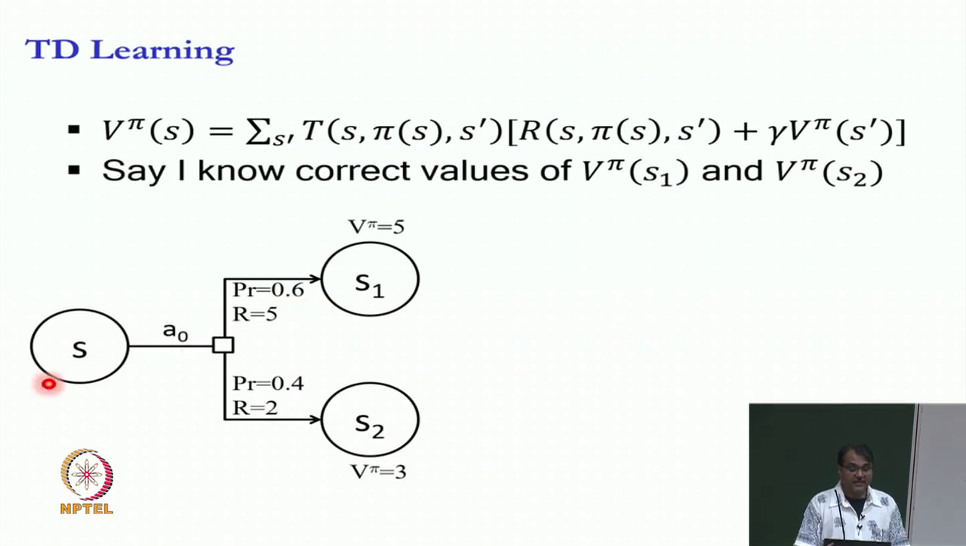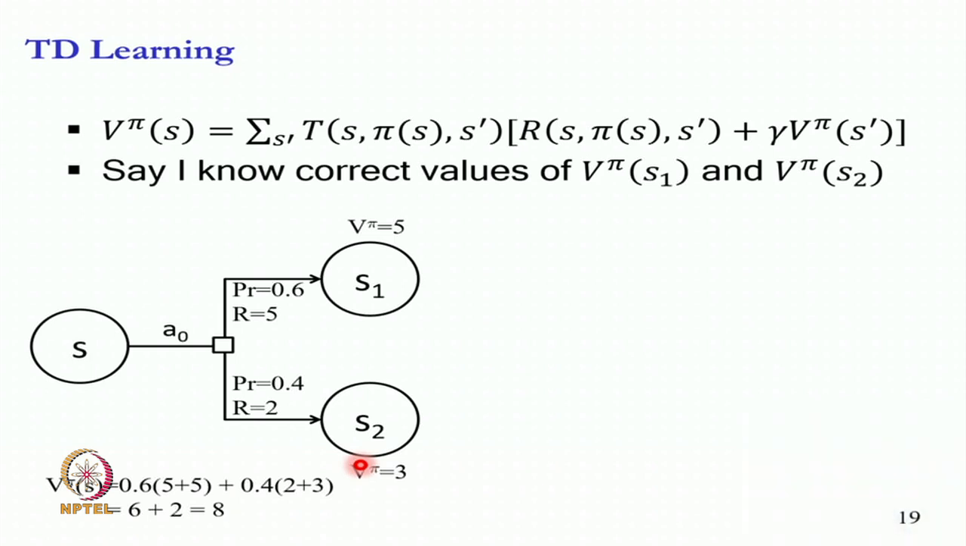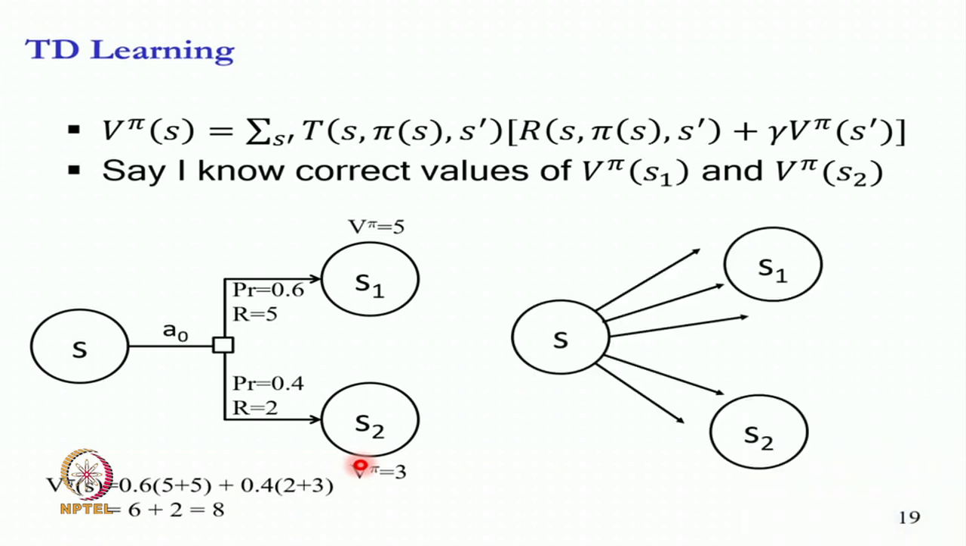So, I can say that V pi of S is nothing but 0.6 times (5 plus 5) plus 0.4 times (2 plus 3), that gives us 6 plus 2, 8. But this is not how we are going to compute, we will do it model free. So, we will take samples, and when we take samples, the first time we may get S1, the second time S1, the third time S2, the fourth time S1, the fifth time S2.